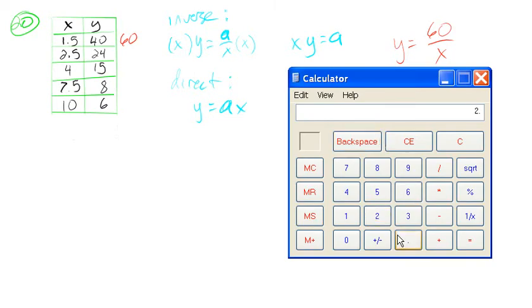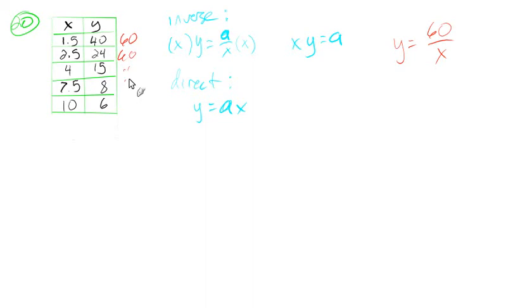So let's take 2.5 times 24, and we get 60. Great. Put 60 there. 4 times 15, we get 60. 7.5 times 8, that's 60. Always have to check every single one of these, and that's 60. 10 times 6 is, of course, 60. So we get 60 here, and here, and here, and here.